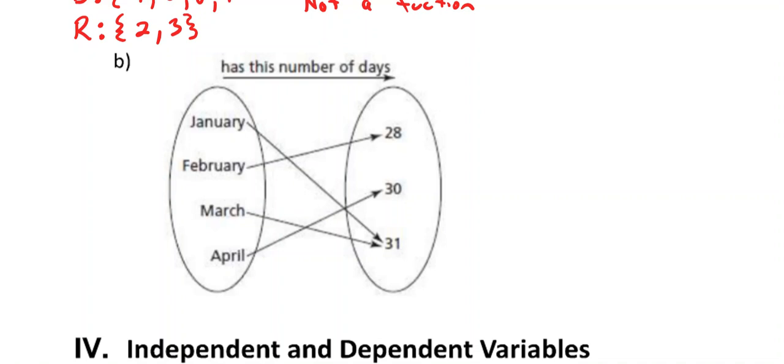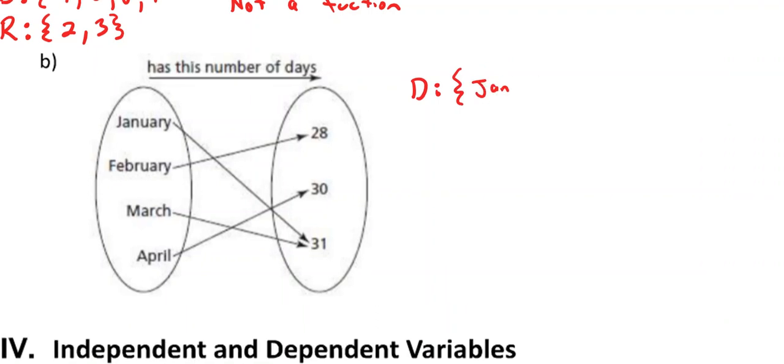So for the domain of this one, the relationship here is has this number of days, right? So January has this many days, February has this many days. Okay, so domain and range here. Domain, D, will actually just be those months. So we'll say domain would just be January, February, March, and April.